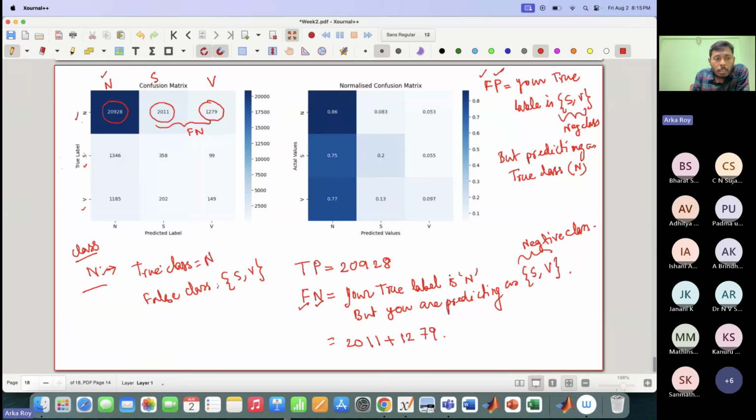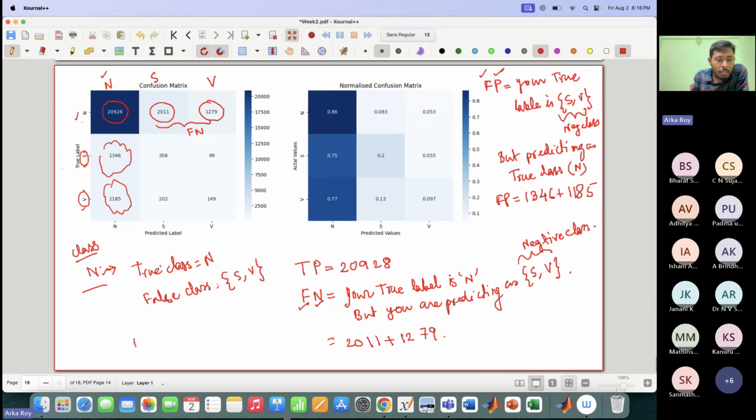So let us see, your original label is S and V, but you are predicting it as N. So these two are the false positives. So this is 1346 plus 1185. So this is how you get the false positive.